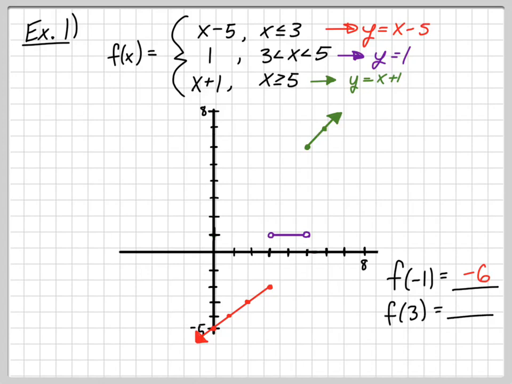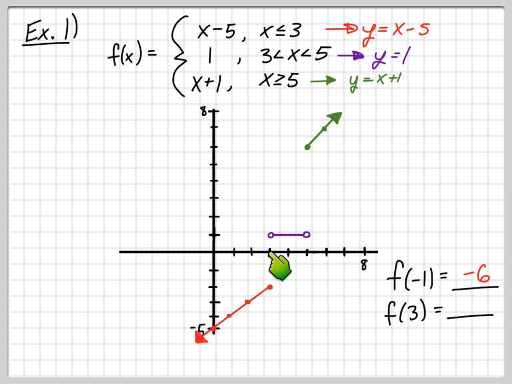Okay, how about f of 3? You have to find a specific place to plug 3 in. If I look at the graph, 1, 2, 3, it wouldn't be right to plug it into the purple line here because it's not included at 3. So again, it'd be good to go to the red. That one has a closed end at 3.